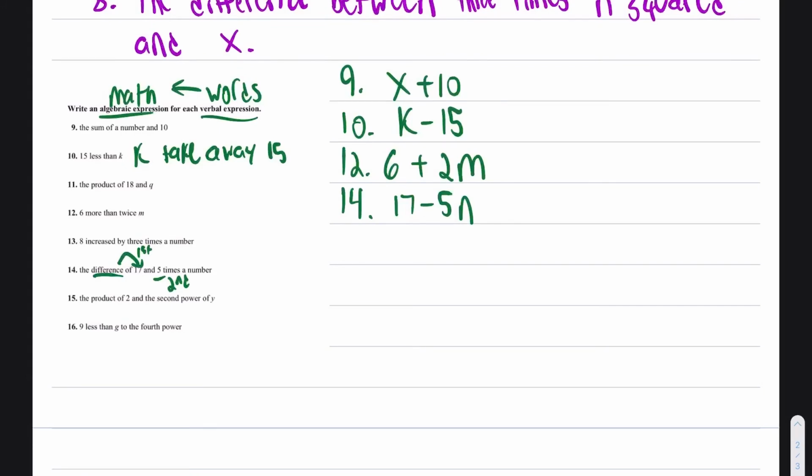15. No. I'll do 16. 9 less than g means that we're taking g and we're subtracting 9. We're doing 9 less than g. We're taking 9 off of it. But it's not just g, it's g to the 4th power. So we put a power of 4 in the exponent spot of g.